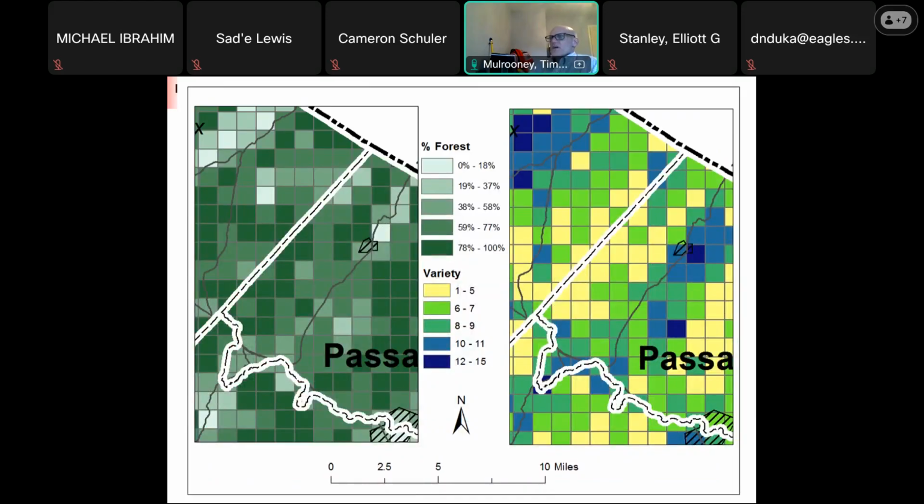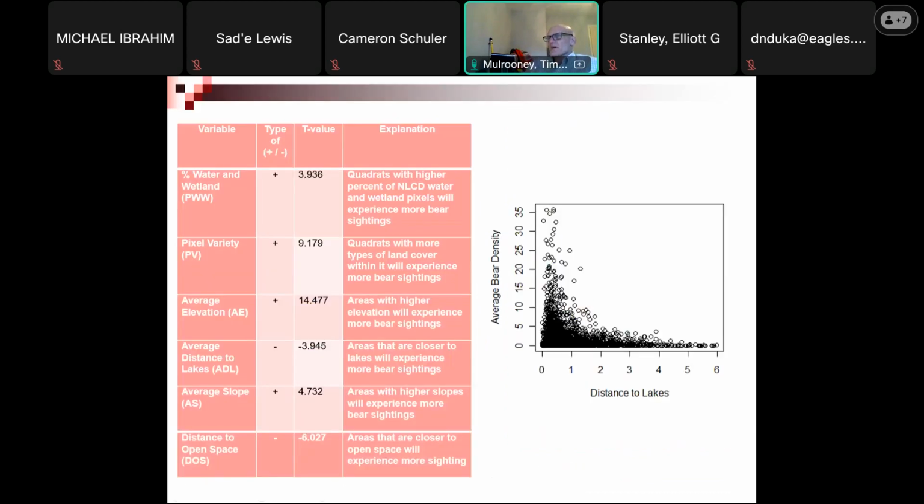And so I started to calculate things like percent forest. This was percent forest by square, which is really easy to calculate. This is pixel variety, so you can see the number of different types of pixels. These yellow ones are probably just all forest or all lake. And then I started to run some nice little regression models right here.